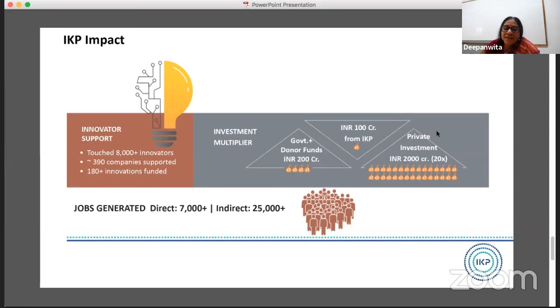This money is not coming back to us because we are a nonprofit, but it actually gets plowed back to do more and more work in the ecosystem. And we have generated direct jobs about 7,000, indirect jobs about 25,000 plus and going. So I would love to discuss with any innovator what problems you have.